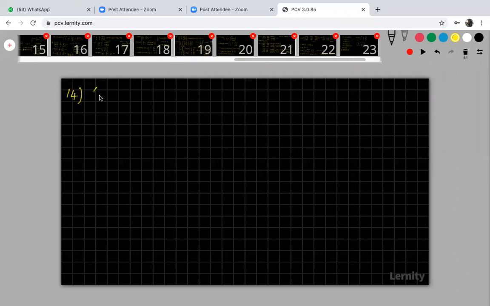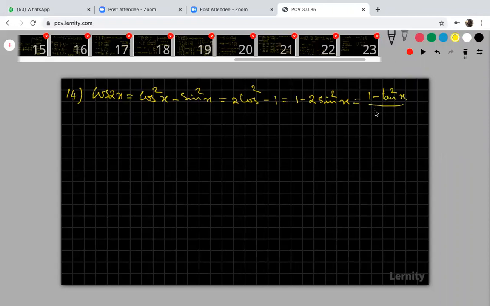So the 14th one: cos 2x is equal to cos square x minus sin square x. That is equal to 2 cos square x minus 1, or 1 minus 2 sin square x, or 1 minus tan square x divided by 1 plus tan square x. Okay, this is your cos 2x. I am going to prove everything one by one.